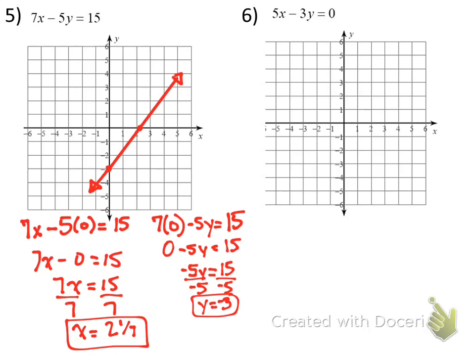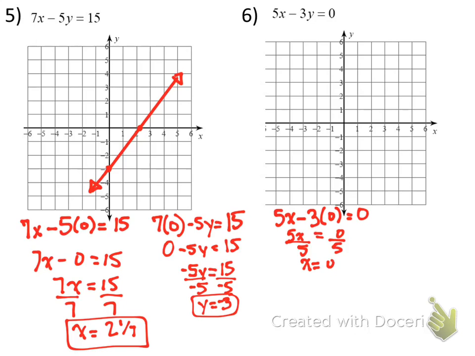Let's have you do number 6 now. Ready? Set, go. On this, when you do number 6, you're going to notice something. You set up your problem, and you put 5x minus 3y, instead of y you're going to put 0, is equal to 0. So we got 5x is equal to 0. Divide both sides by 5. And then we get x is equal to 0.